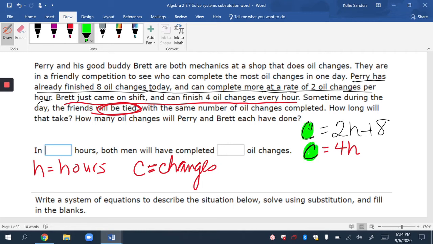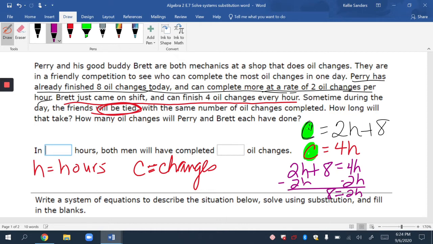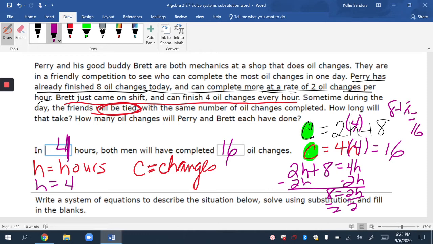See how the C and the C are already solved for each other? So we're going to say 2H plus 8 equals 4H, just like what we did in E6. We're going to subtract the 2H. And then we would divide by 2. So our hours is 4 hours. And 4 hours are going to have the same amount of oil changes. Let's see if that's right. If we put 4 in for hours here, how many changes would Brett do? 16. If we put 4 in for here, 2 times 4 is 8, and 8 plus 8 is 16. So in total, they've done 16 oil changes, or for each person total.